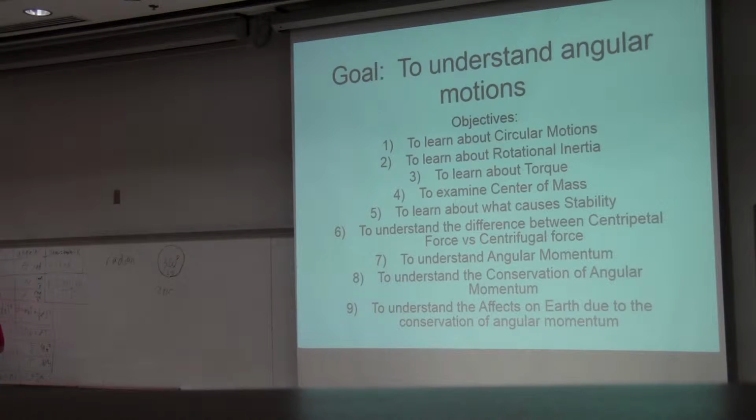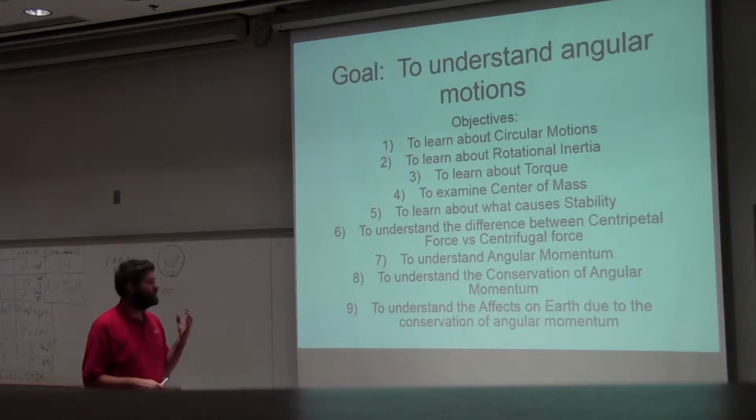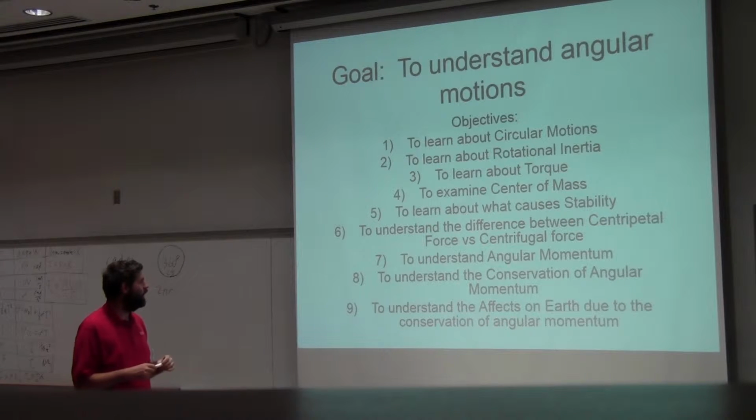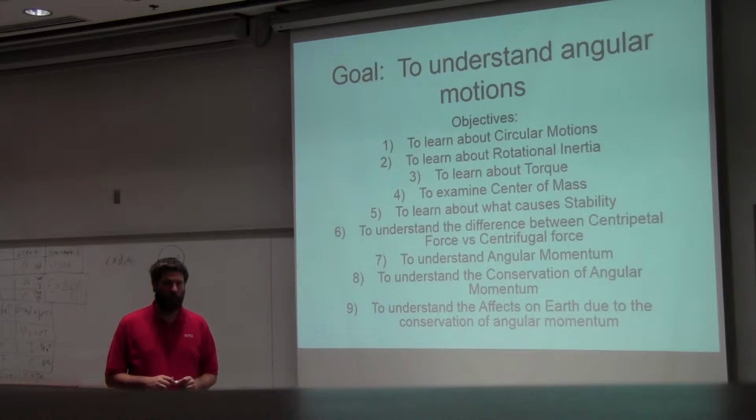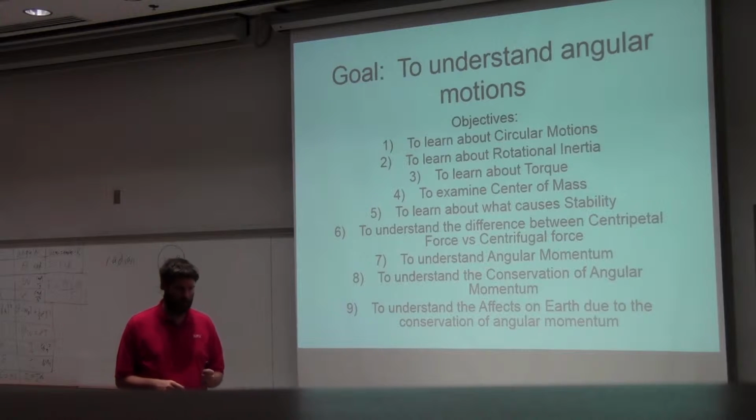All right, so our objective is to understand angular motions. We're going to learn about circular motions, rotational inertia, torque. We'll examine center of mass and what causes stability. We're going to look at centripetal versus centrifugal force. We're actually going to examine centrifugal force a little bit more. Understand angular momentum in a very basic way, and understand the conservation of angular momentum and how that affects our planet that we live on, as well as what it may or may not affect in other places.